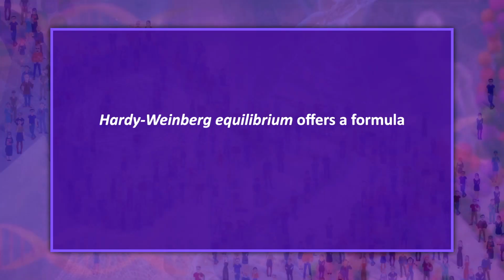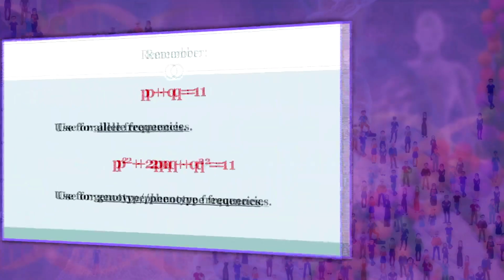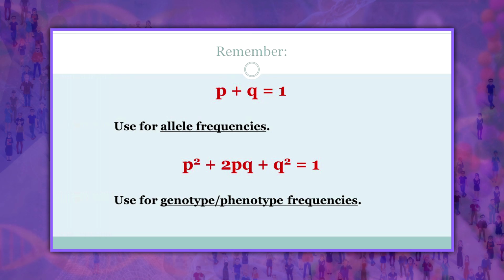Genetic variation in natural populations is frequently seen changing as a result of mutation, genetic drift, migration, sexual selection, and natural selection. The Hardy-Weinberg equilibrium offers a formula that distinguishes between populations that aren't evolving and populations that are evolving. The process that underlies population evolution can be hypothesized over time if the allele frequencies are noted and compared with the predicted frequencies based on the values of the Hardy-Weinberg principle.